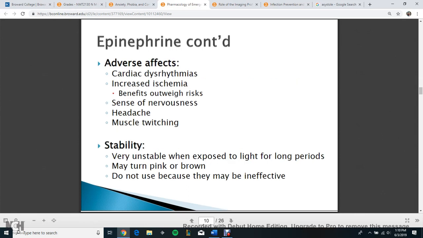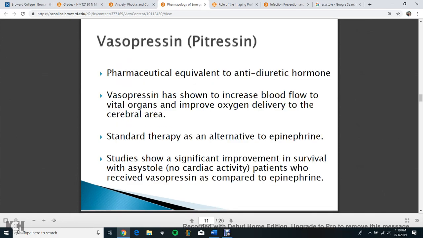Adverse effects: cardiac dysrhythmias, increased ischemia, though benefits outweigh the risk, sense of nervousness, headache, and muscle twitching. Stability: very unstable when exposed to light for long periods, may turn pink or brown. Do not use, because they may be ineffective.